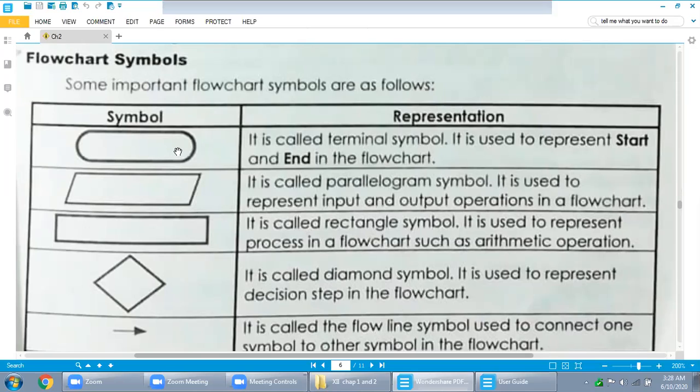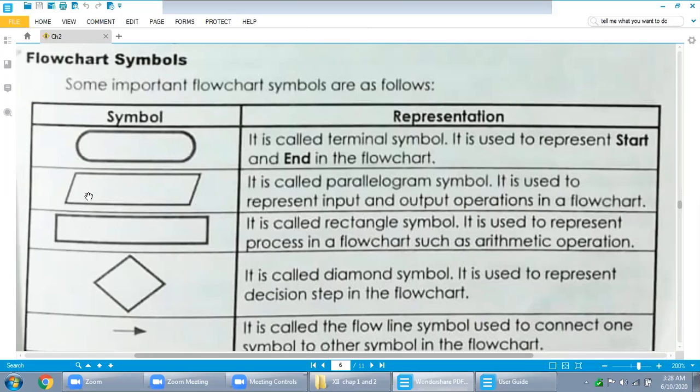Start and end at this symbol. Similarly, in the algorithm, start is the first step and end is the last step. So in a flowchart, this symbol is the first diagram, the first portion, as well as the end. Whenever we have to end the algorithm in the flowchart, we will use this symbol.